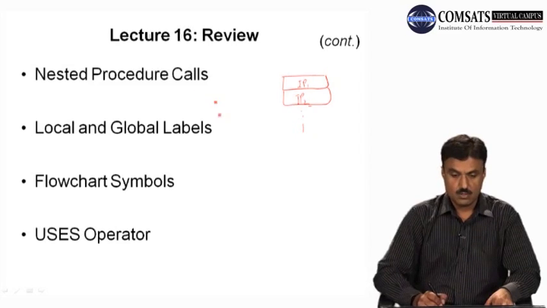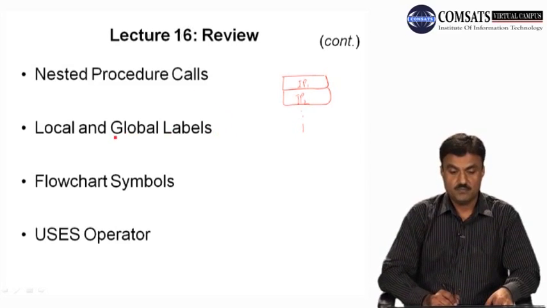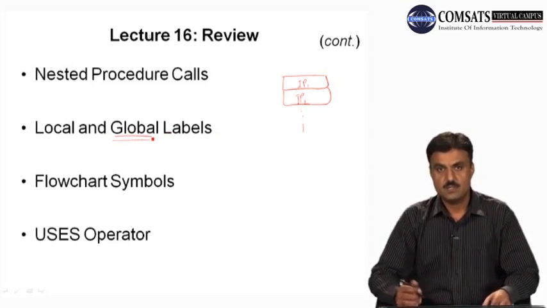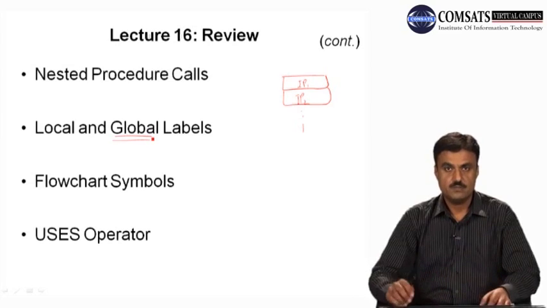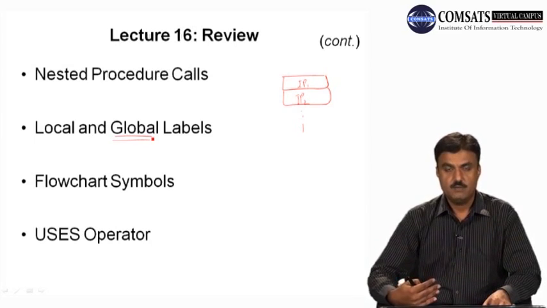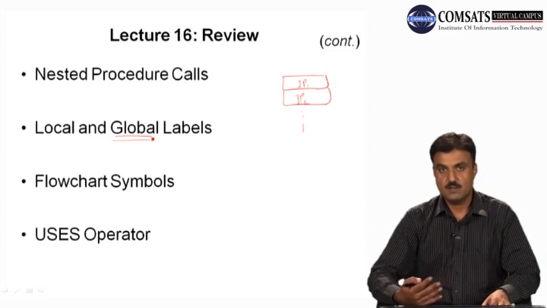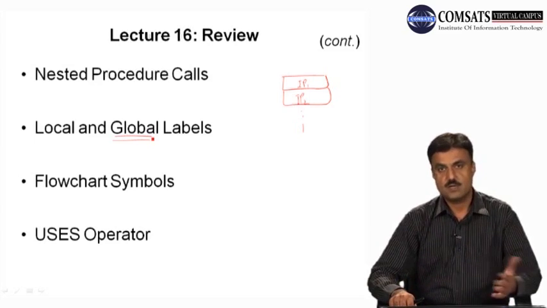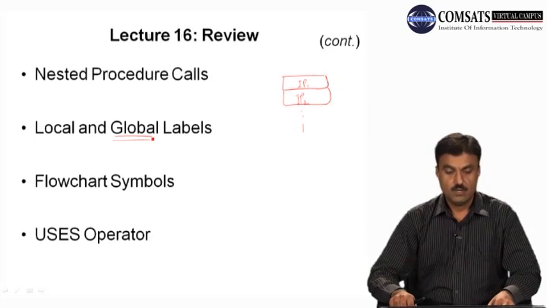We also discussed local and global labels. The local labels are defined inside the procedures, and we can access them within the procedure. Global labels are defined in the main body of the program, and their scope is at the global level. Even procedures can use those labels and transfer control to them. We also saw some flowchart symbols, how we can write the flowchart for the procedures that we are using in our program.